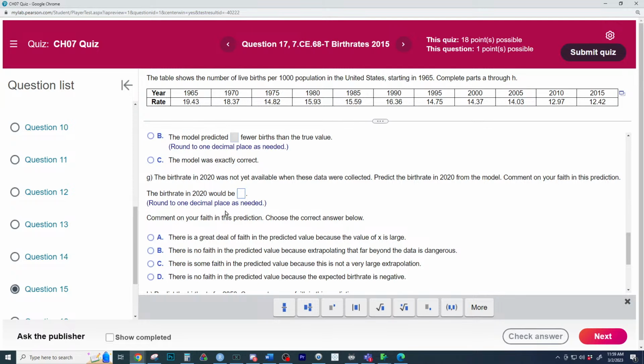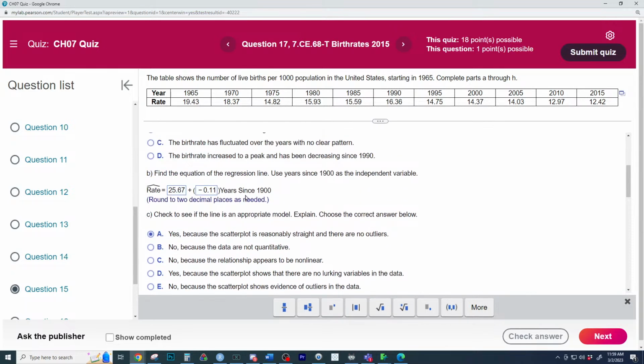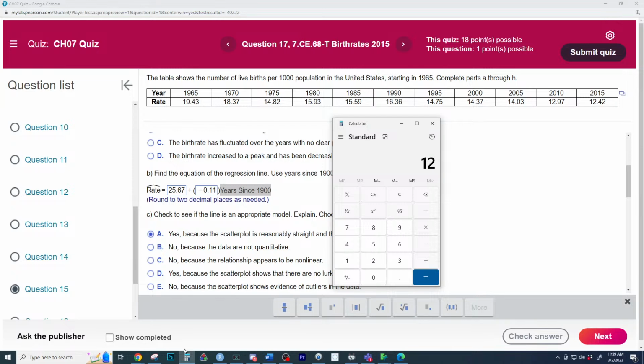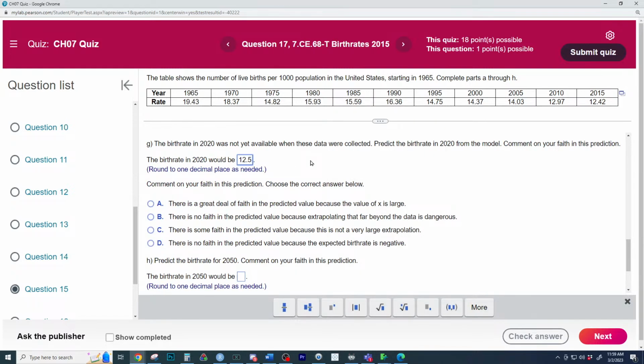The birth rate in 2020, which is way in the future, well, it's past now, would be at 120, because remember, we're subtracting off 1900 from it. So they want us to go back to the model again and input the value of 120 right here. We input 120 times 0.11, and then subtract that from 225.67, and we get the value of 12.47. And so this is the value right here to one decimal.